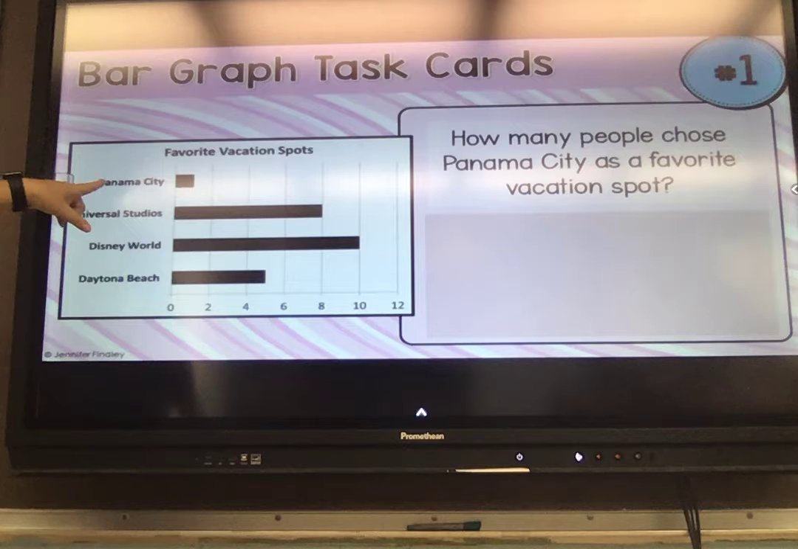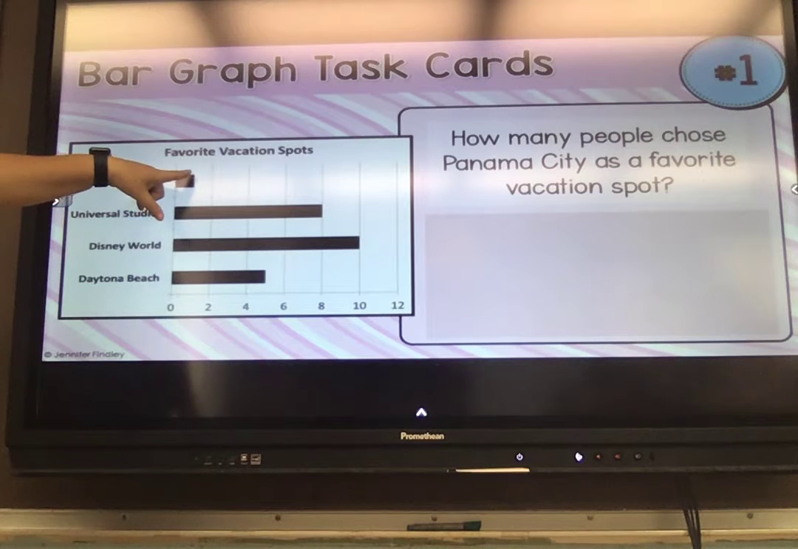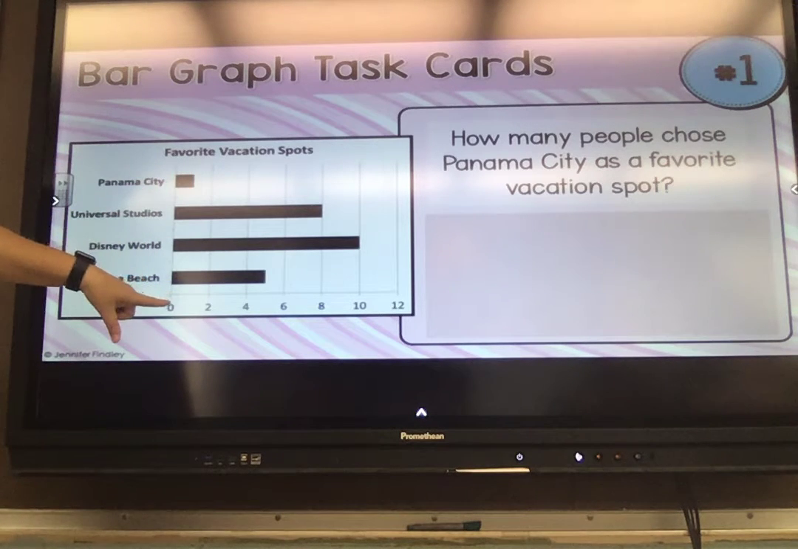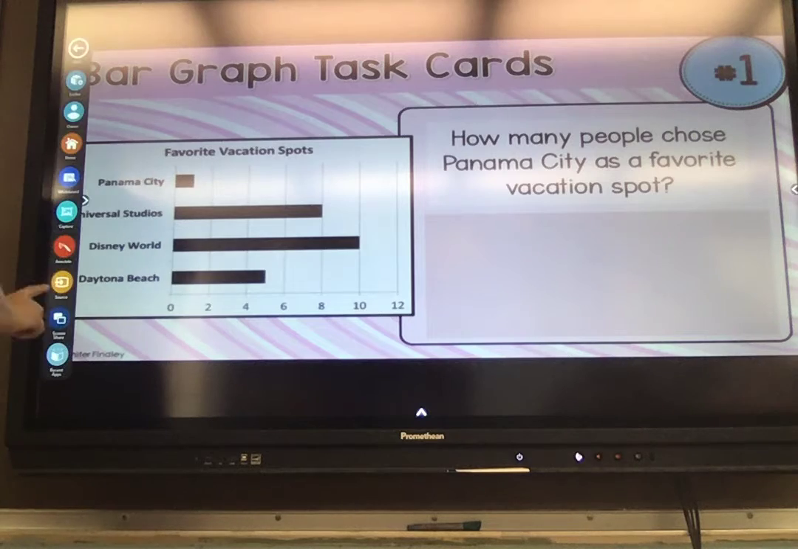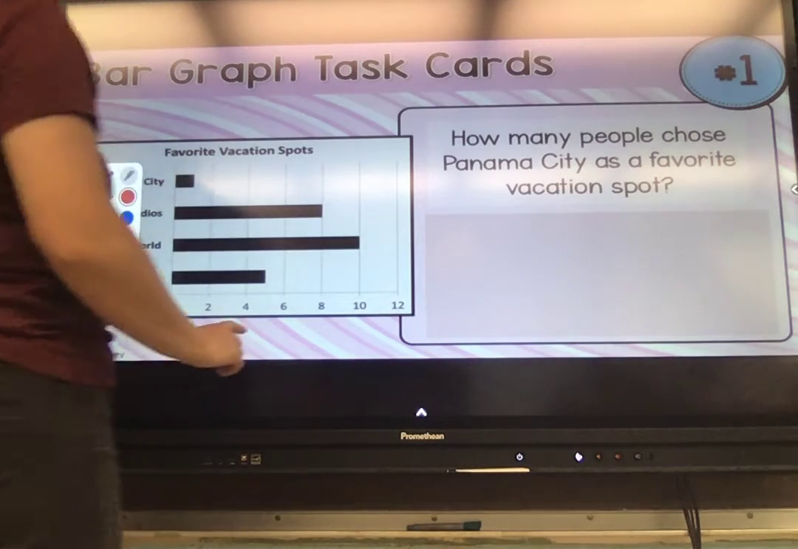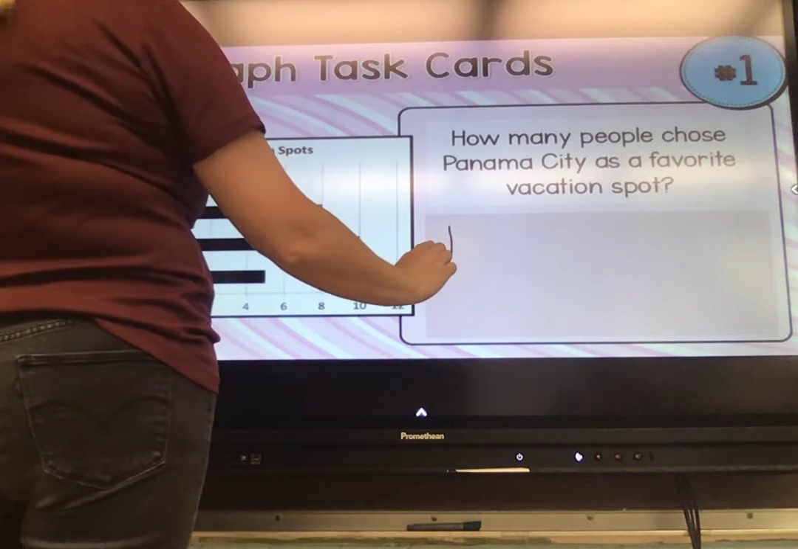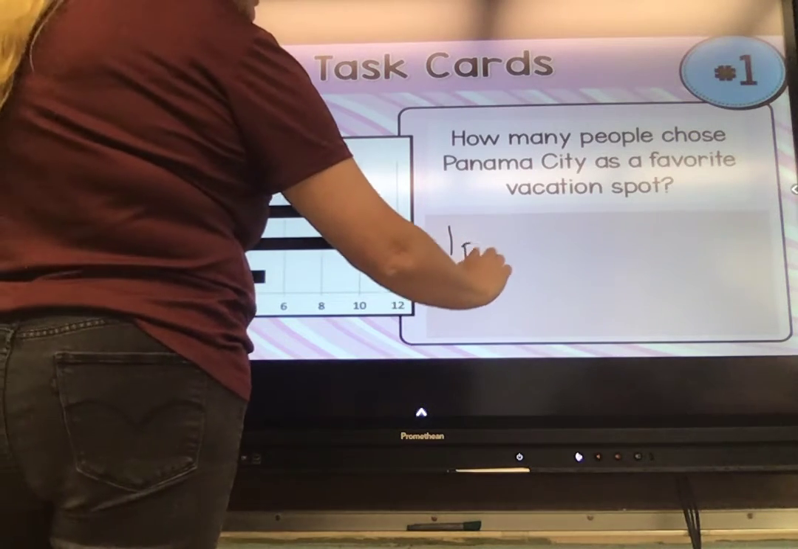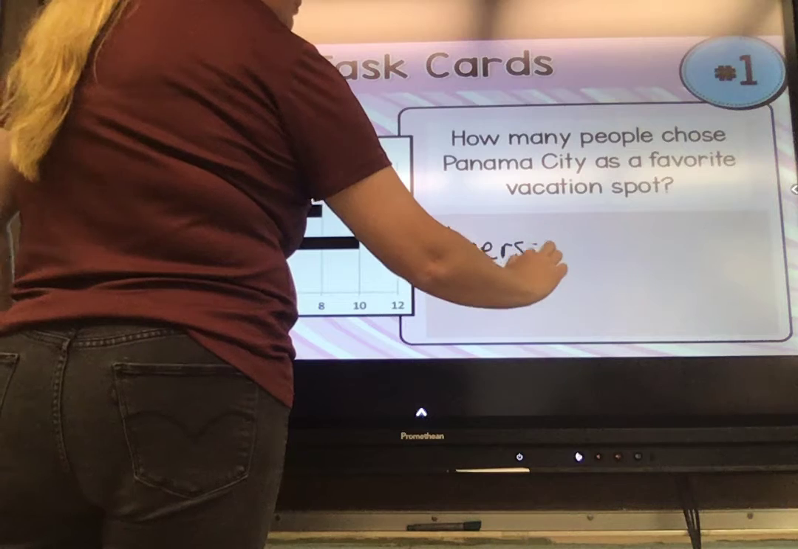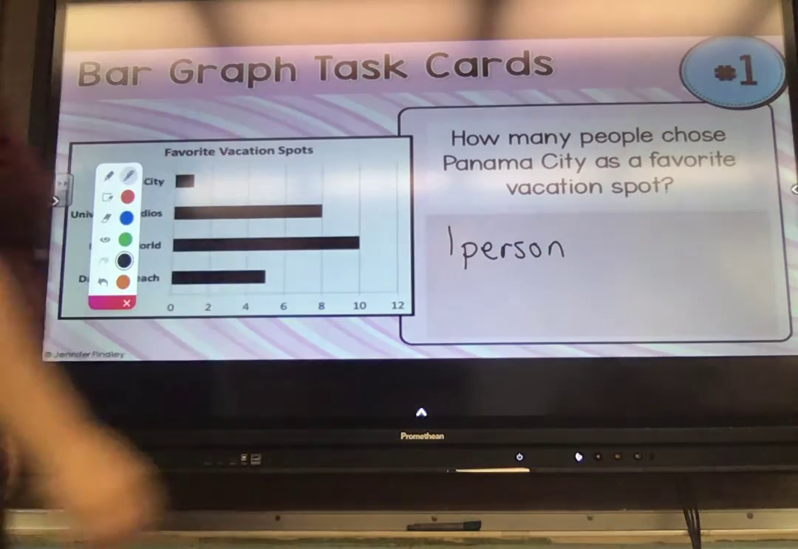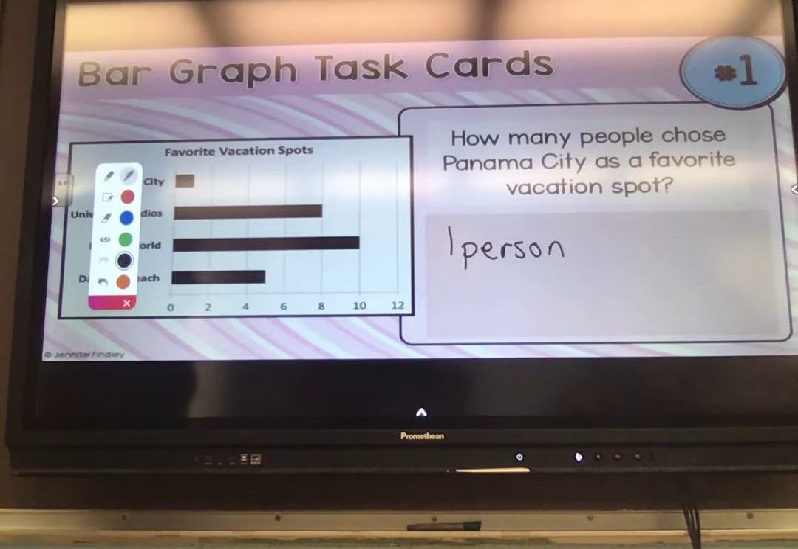So it says how many people chose Panama City as a favorite vacation spot? So find Panama City. Look where it's ending. It's between 0 and 2. So that answer would be 1. So you will double click and put 1 person, because it's got to be singular. If we put 1 people, that's not correct grammar. So 1 person picked Panama City as a favorite vacation spot.